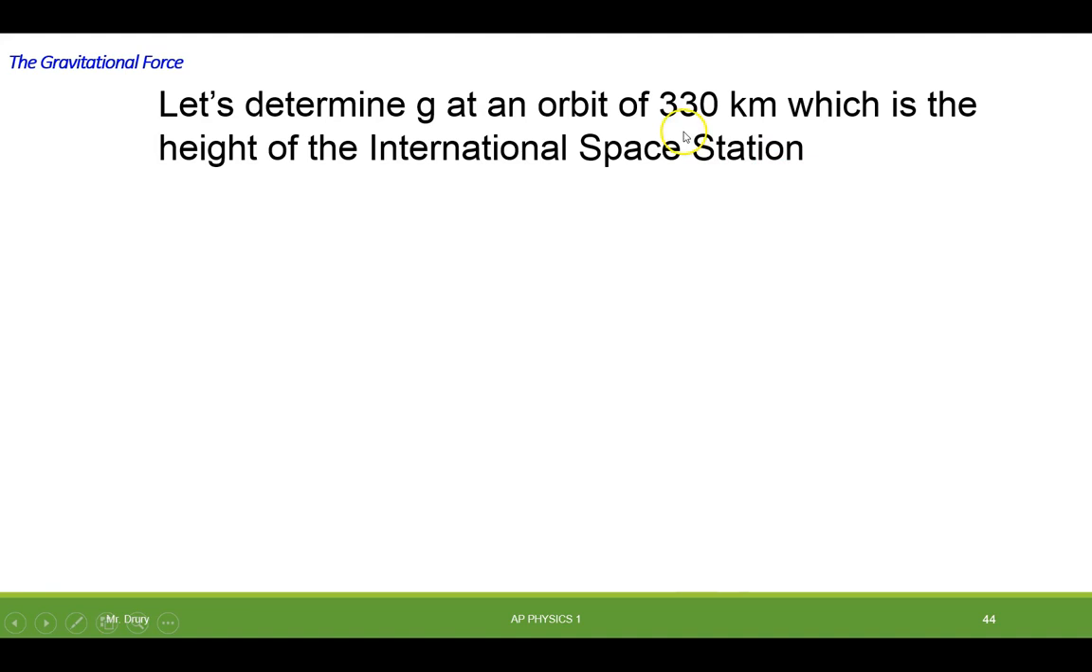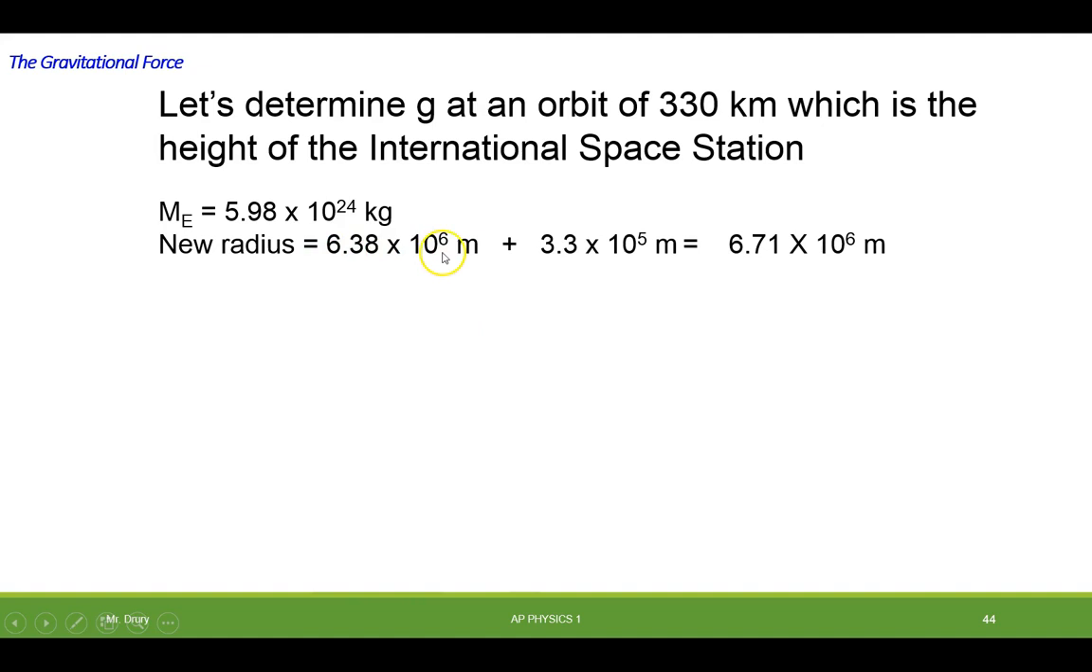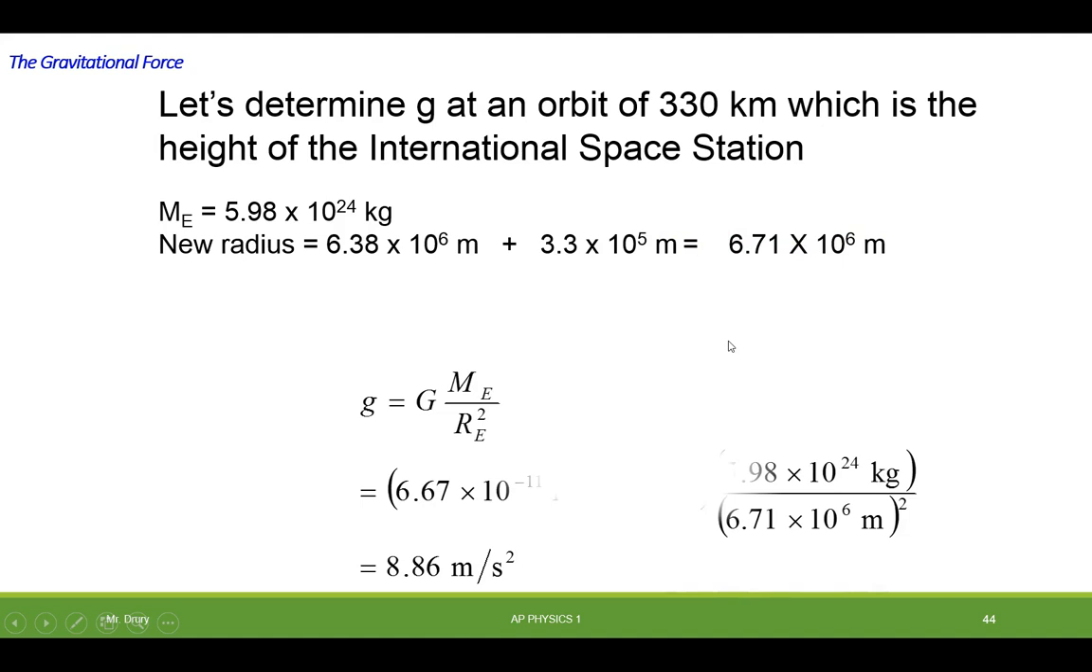The space station is approximately 330 kilometers from the Earth's surface. So let's determine what gravity is at that point, since they seem to be floating around. So it must be pretty small, right? So there's the mass of the Earth. The new radius would be the radius of the Earth, from the center of the Earth to the Earth's surface, plus this new height, 3.3 times 10 to the fifth meters. I had to change kilometers to meters. So now I have a new radius for the space station's orbit. If I put the numbers in the equation, you can see that gravity is actually still very near 9.8. It does go down slightly, but not as much as you would think it would.